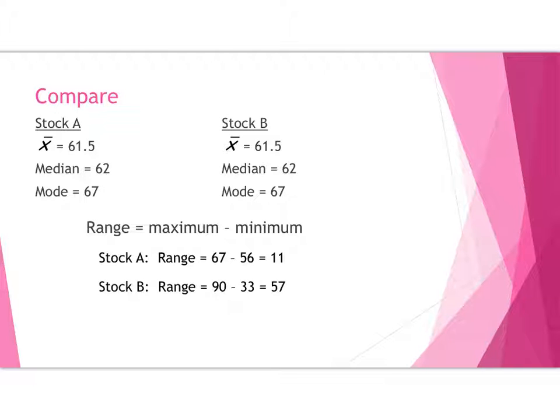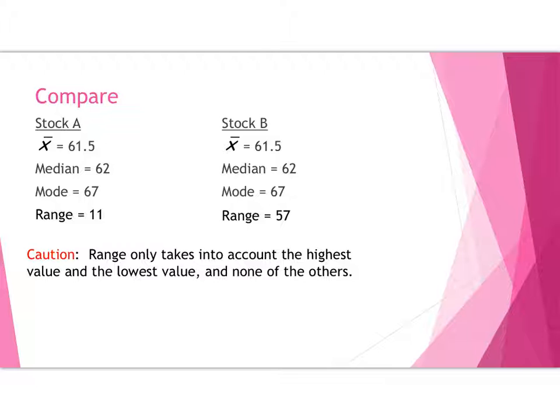Our first measure of variation is the range. Now we already knew how to find the range. It's the maximum minus the minimum. So if I do that arithmetic for stock A, I get a range of 11. If I do that arithmetic for stock B, I get 57. Now that shows a significant difference.